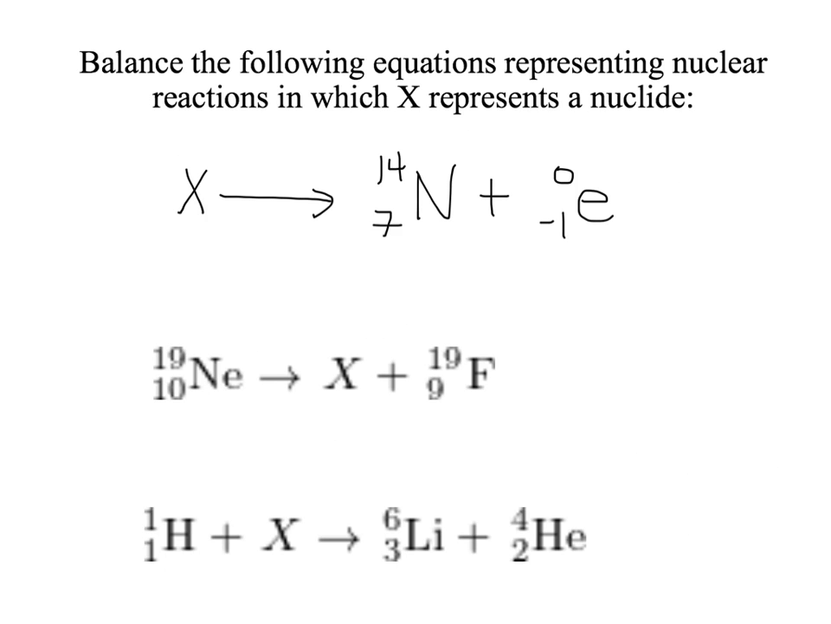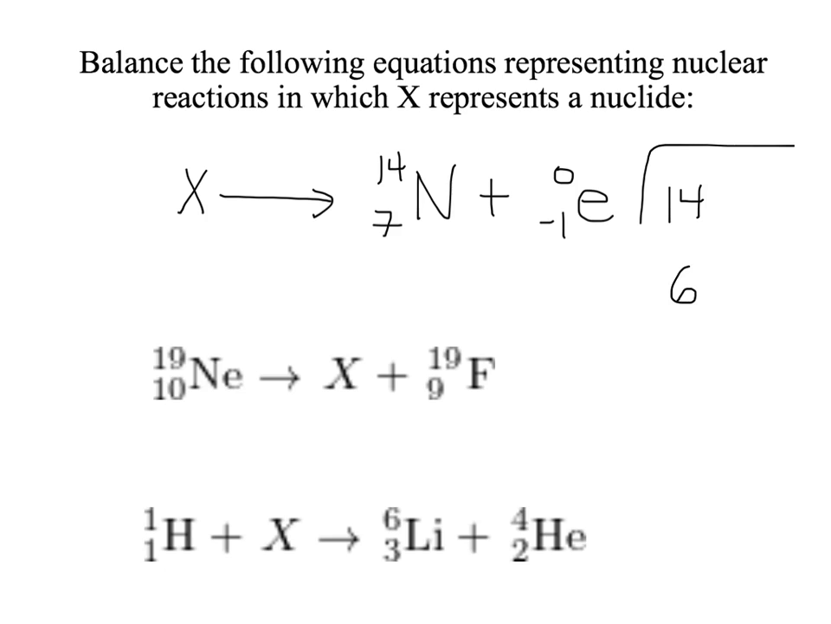So in these examples, we're asked to balance the equations where x represents our unknown that we have to figure out what it is. Now in the first example, x is on the left-hand side. So it's a little bit different from what we saw before, but we're going to apply the same techniques. So on the right side, we have the charge adding up to 7 plus negative 1, which is 6. So our x must have a charge of 6. And the mass number on the right adds up to 14, so it must also be 14 on the left.